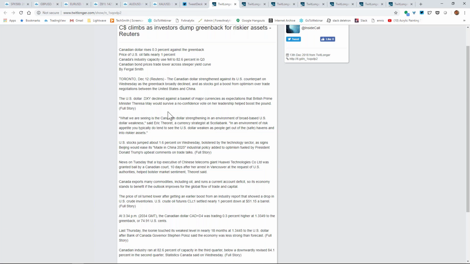US stocks jumped about 1.6% on Wednesday, bolstered by the technology sector, as signs Beijing would ease its Made in China 2025 industrial policy added to the optimism fueled by President Trump's upbeat comments on trade talks. News on Tuesday that a top executive of Chinese telecoms giant Huawei Technologies was granted bail by a Canadian court helped boost the sentiment. Canada exports mainly commodities, including oil, and runs a current account deficit, so its economy stands to benefit as the outlook improves for global trade flow.